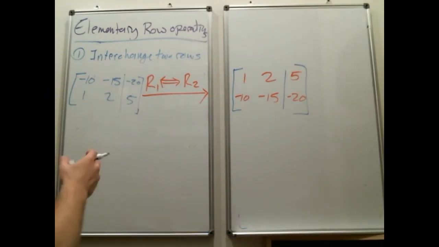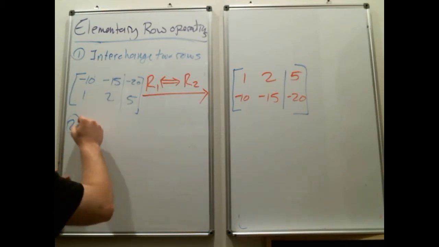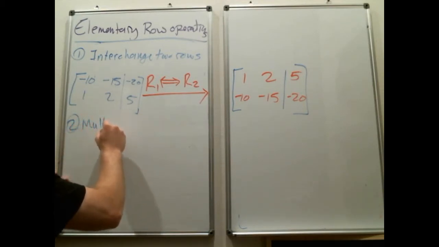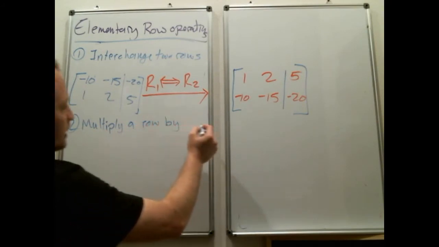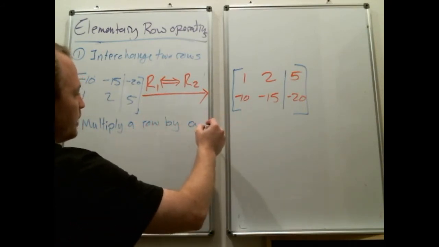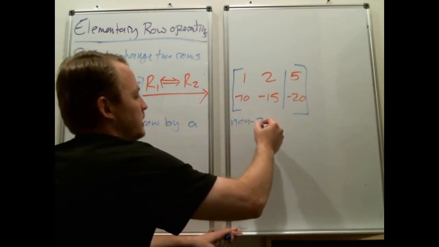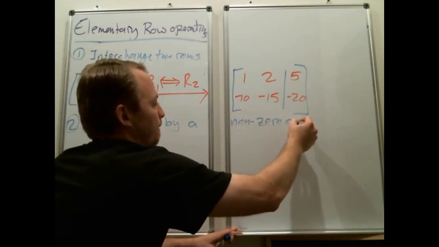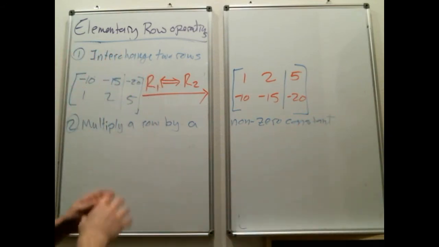Alright, the second row operation, I'm going to try to squeeze it in here on the bottom, is multiply a row by a non-zero constant. Multiply a row by a non-zero constant. And today I'm going to try to just use this as one consecutive board.